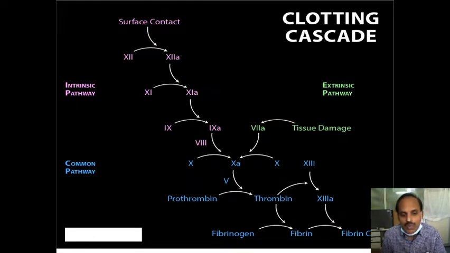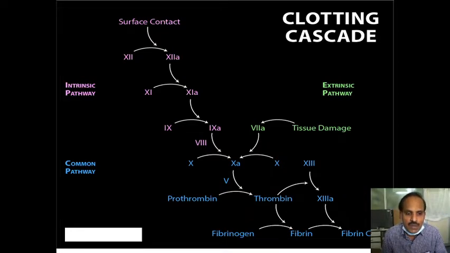Then prothrombin becomes thrombin, thrombin converts fibrinogen to fibrin. Also thrombin converts fibrin stabilizing factor to its active form, and therefore the fibrin monomer that is formed under the action of thrombin, the monomer becomes a polymer.